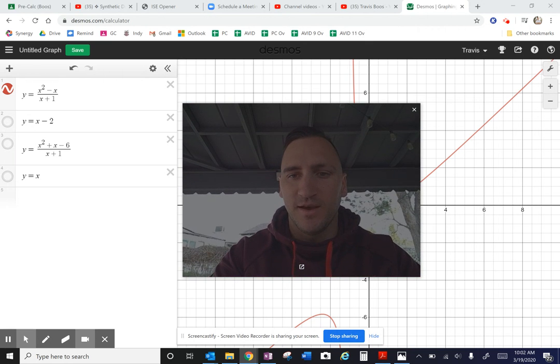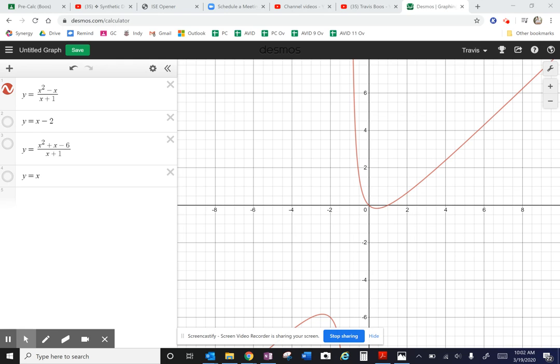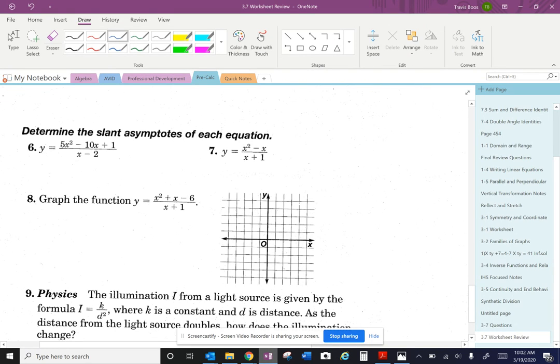So, anyways, let me go over the last worksheet with you guys. The two questions I got were on number 7 and number 8. So let's go over number 7 first. Thank you for those who are asking questions.